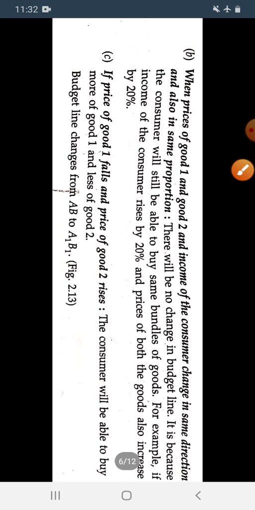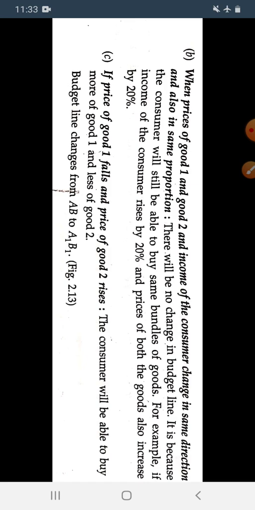Okay, now the second condition is when the price of good 1 and good 2 and the income of the consumer change in the same direction and also in the same proportion, there will be no change in the budget line. It is because the consumer will still be able to buy the same bundle of goods. For example, if the income of the consumer rises by 20% and the price of both goods also increases by 20%, there will be no change in the budget line.